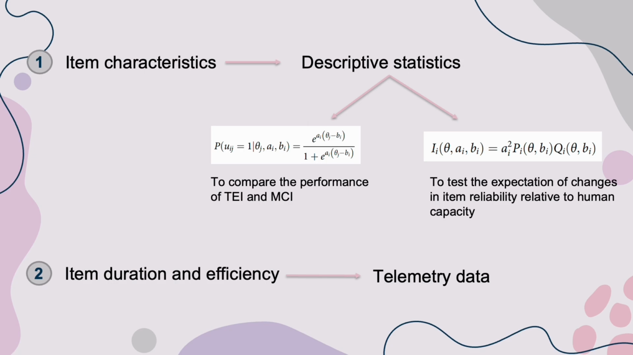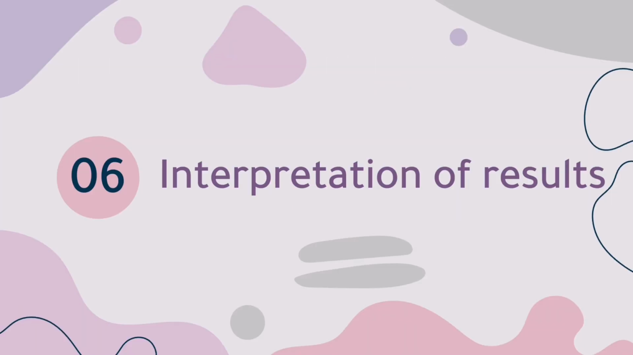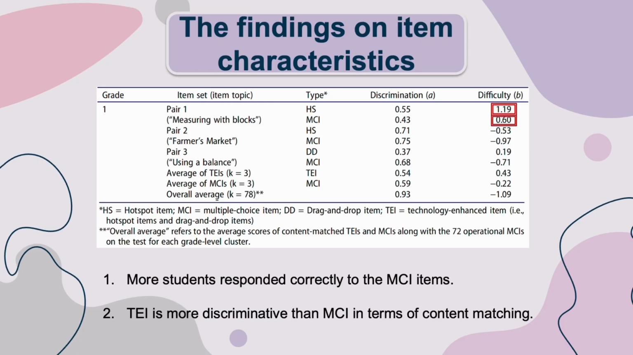For the second research question, duration and efficiency of the items, the researchers calculated the time spent by the test takers on each item using telemetry data. Next, I will interpret the research results. Here is a table on item characteristics.